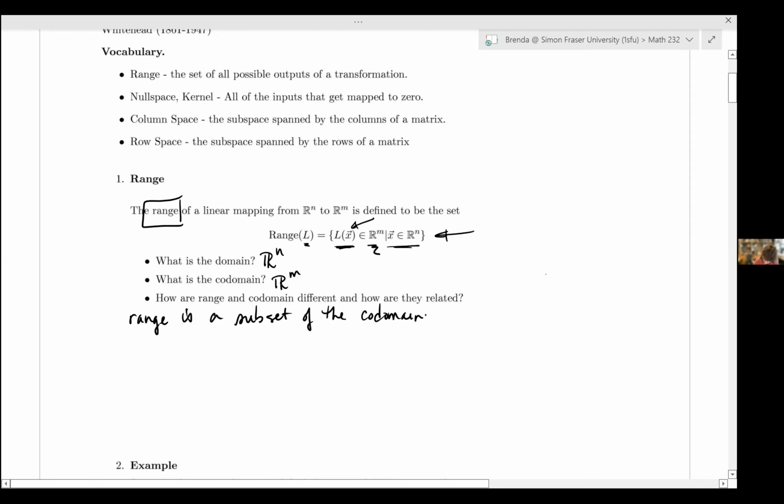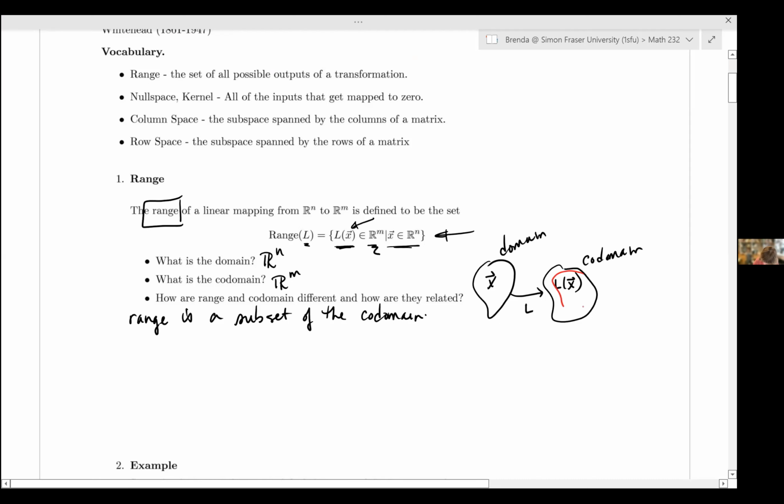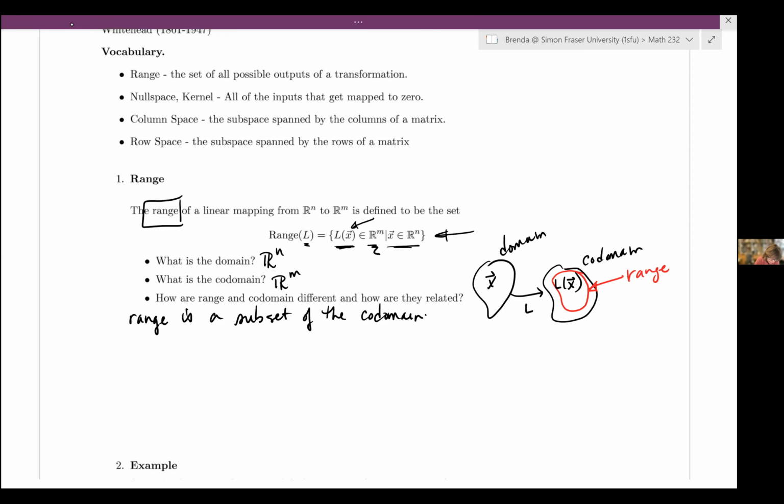Okay, so we have some sort of a codomain here. We have a domain over here. And we have our transformation, which maps vectors from the domain to vectors in the codomain. Inside the codomain will be all of the possible outputs, and that's what we call the range. It might be the whole thing, but it might not be. And so there it is. That is the range. That's the difference between them.